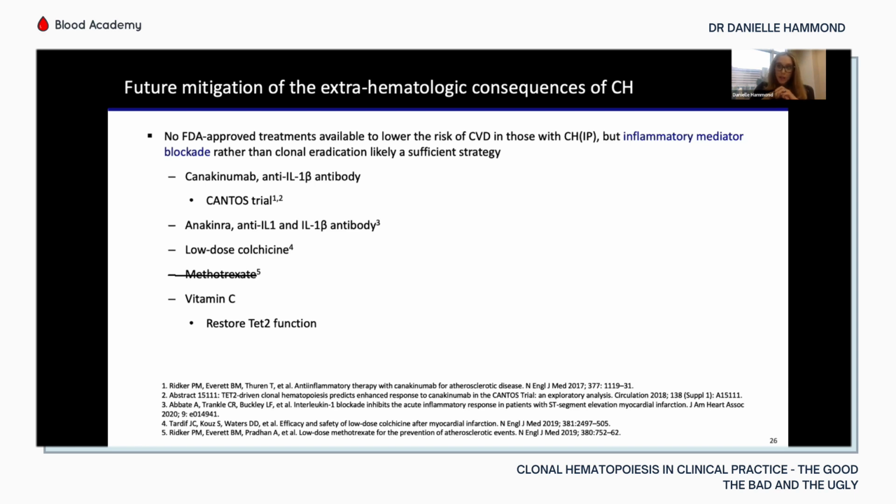Vitamin C is an interesting thought. There's a lot of preclinical data showing that vitamin C can actually restore aberrant TET2 or TET2 loss of function. So that might be a thought, especially for TET2 mutated clonal hematopoiesis.